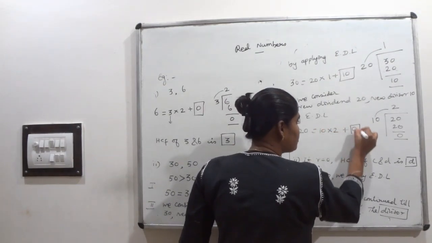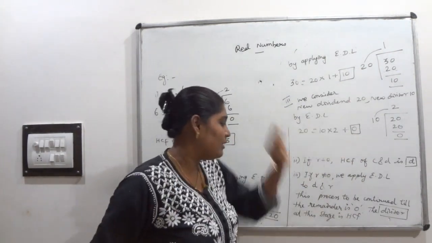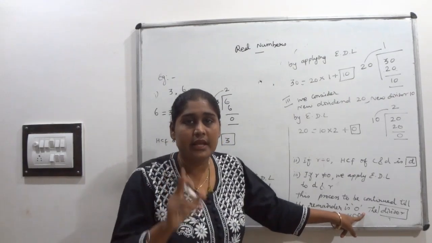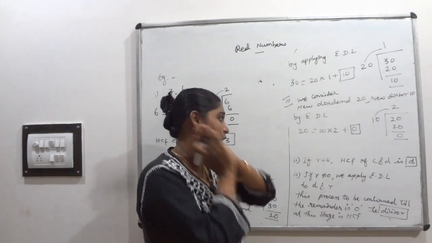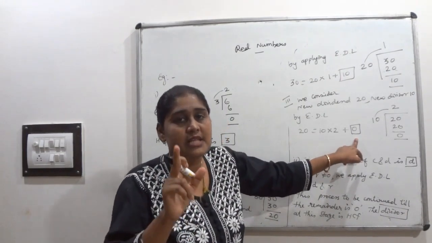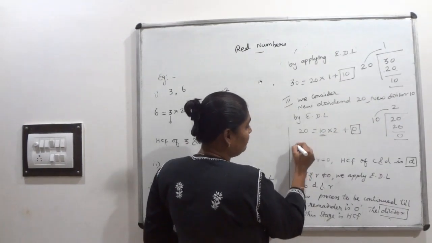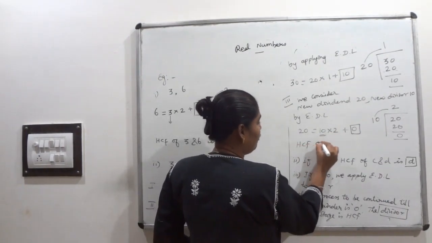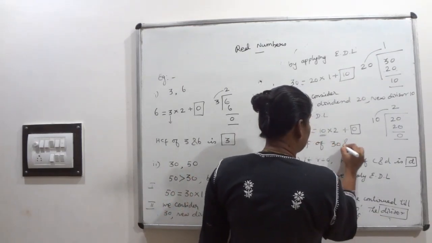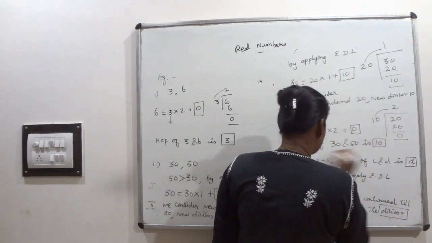Now you check that the remainder is 0. I already told you, when the remainder is 0, that time the divisor is the HCF. Please remember, when you get remainder 0, the divisor is the HCF of the two numbers. What is the divisor here? That is 10. So write it here: HCF of 30 and 50 is 10. Understood? Clear to you?